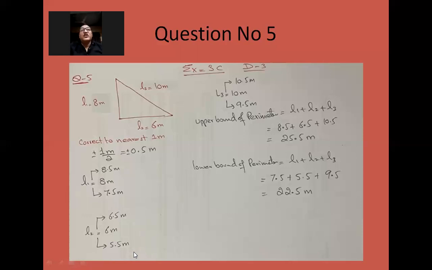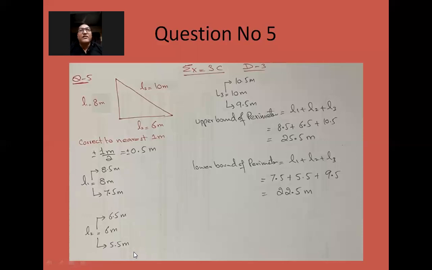And from the 10 meter, if you subtract 0.5 meter, you get 9.5 meter. That's the lower bound of this length. Now, the first question is, find the upper bound of the perimeter.